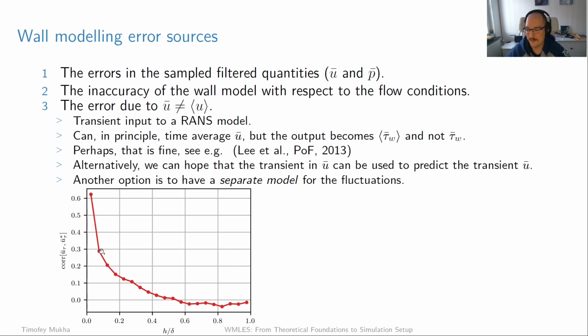I mean, 0.3, is that justifiable? Is that good enough? You still have some correlation. It's not zero, at least. And you can use the second off-wall cell for sampling. So is it worth it or not?